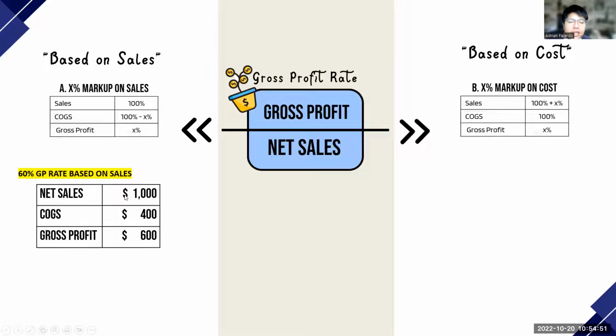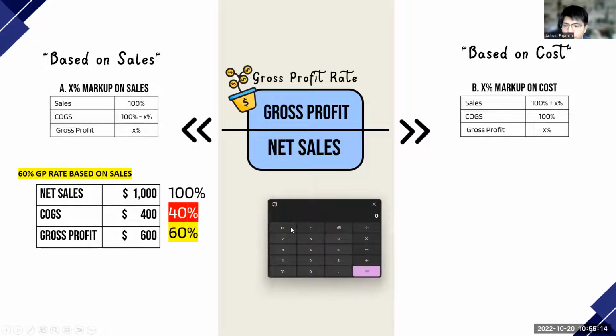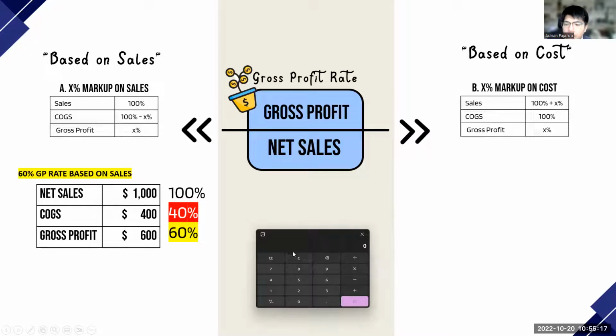So, basically, what happens is that you have your net sales, your COGS, and your gross profit. 60% gross profit rate means that yung 100% refers to your net sales. So yung 100% is the net sales and yung 60% is on the net sales. So let's test, right? If yung net sales is the 100%, 60% gross profit rate on sales means 1,000 times 0.6. Your gross profit is 600, right? So 60%.